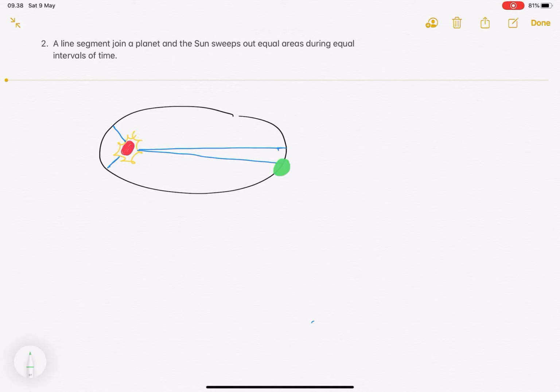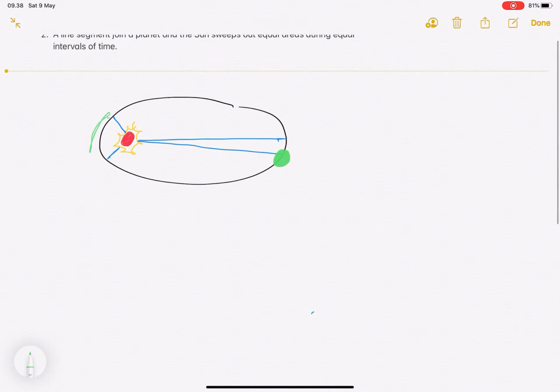Then along comes law number 2. The fact here is the planets move faster when they are around the closer edge, here, the closer edge to the sun. And when they are farther away, going here, it will be slowest.